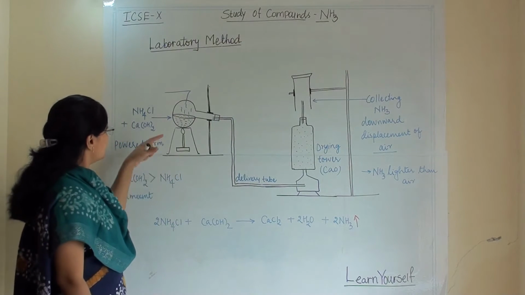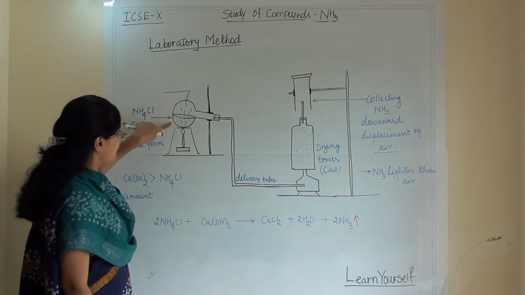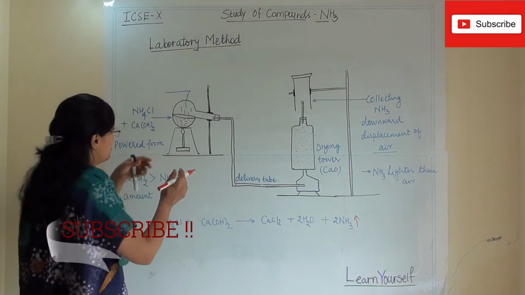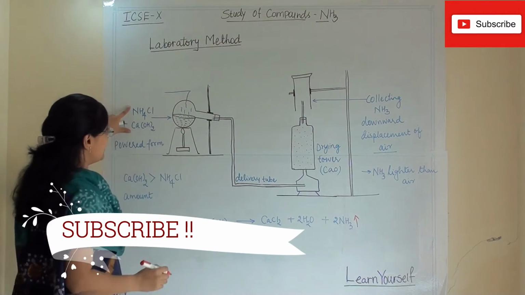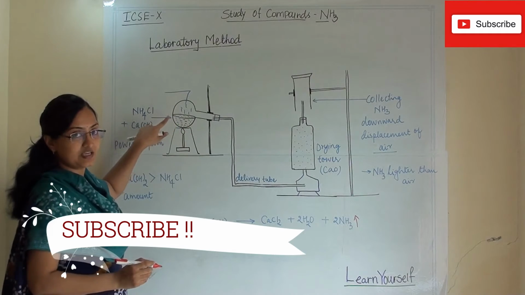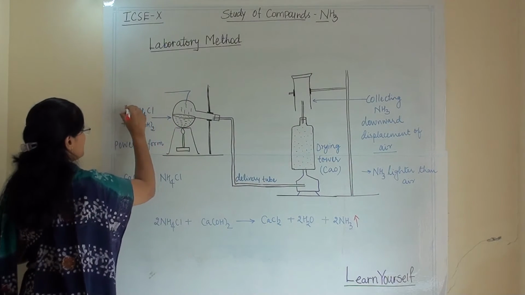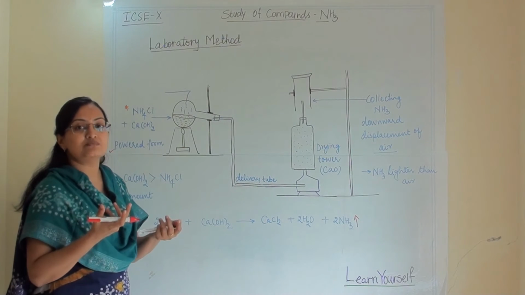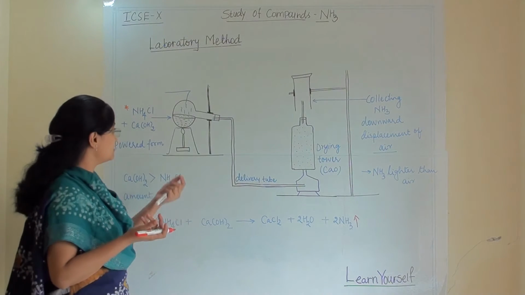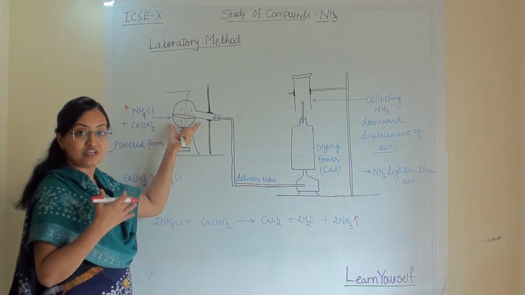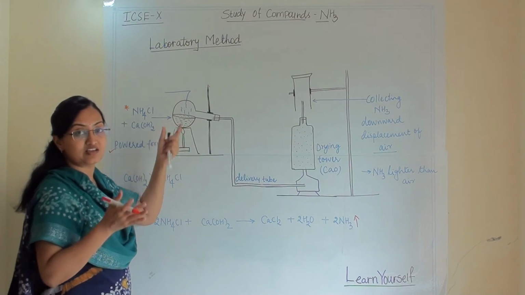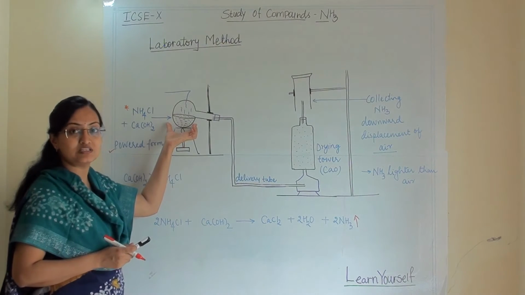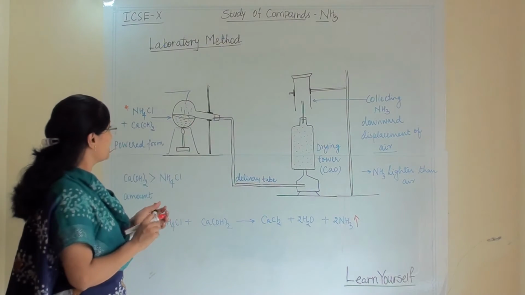Here is a round bottom flask arranged in an inclined position, so that the two reactants get a maximum surface area. We are taking these two reactants in powder form so that we get a maximum surface area of reactant, and when we keep this round bottom flask in an inclined position, we also get maximum surface area for the flask.